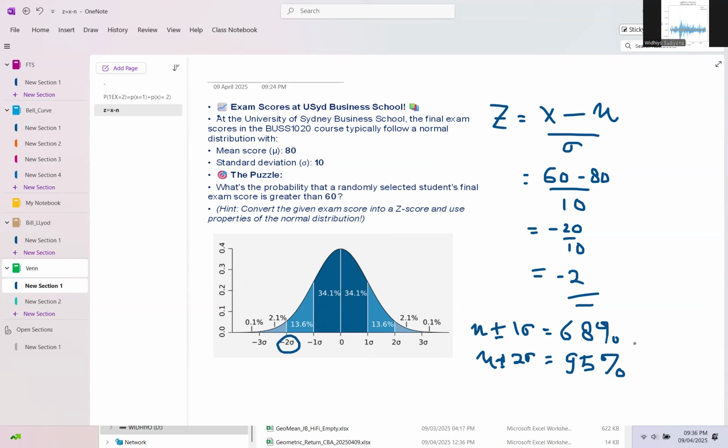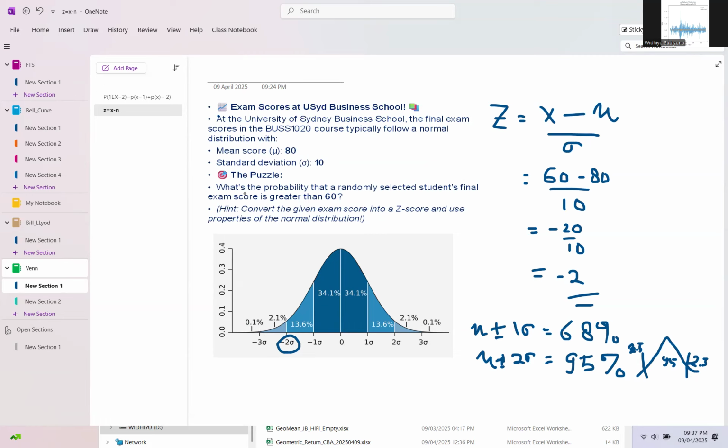So 95 in here means that if it is two-tail, remember, it looks like this. The middle is 95. So what's in the left tail and the right tail would be 5 divided by 2, which is 2.5 and 2.5, right? So in here, we know that the Z-score is minus 2, which is minus 2 sigma.